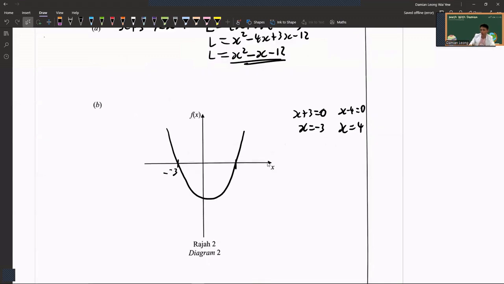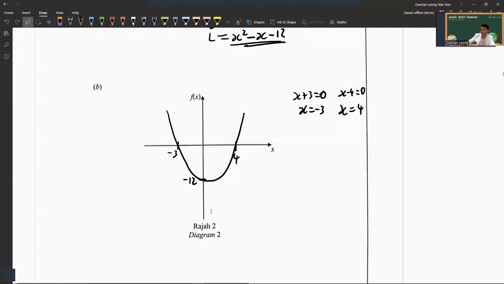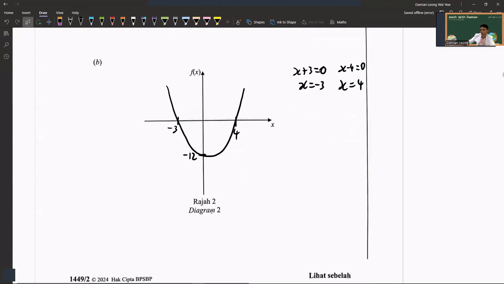Negative 3, 4. Here is C, negative 12, the y-intercept. Actually, that's it. The shape of the curve, the x-intercepts, and the y-intercept, those are the 3 marks. Your axis of symmetry should be more on the right side, because it should be in the middle of the 3 and 4.